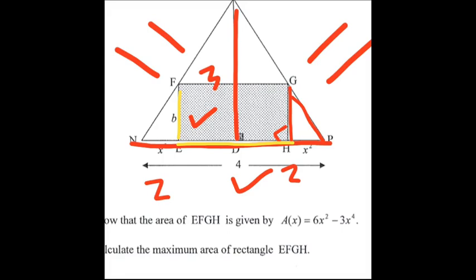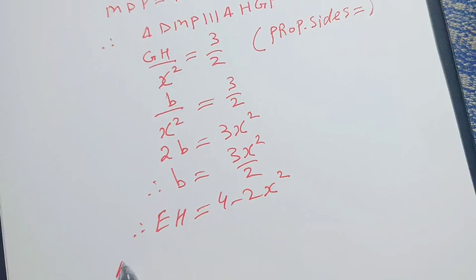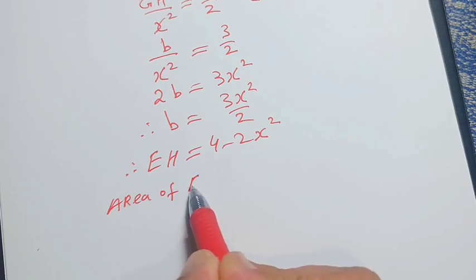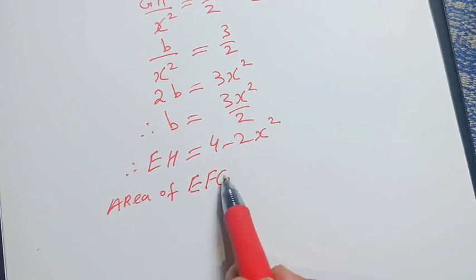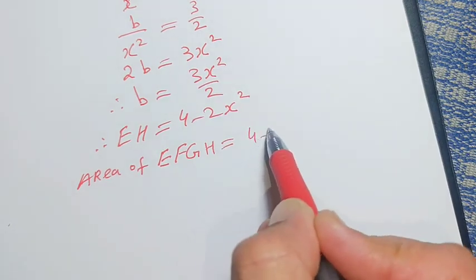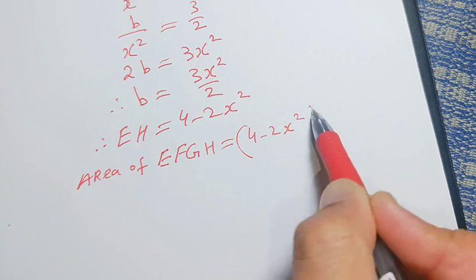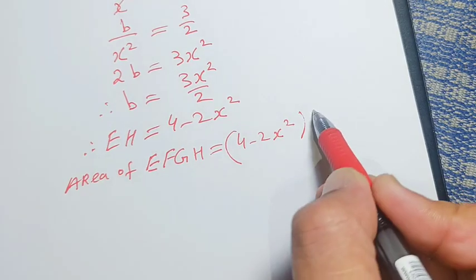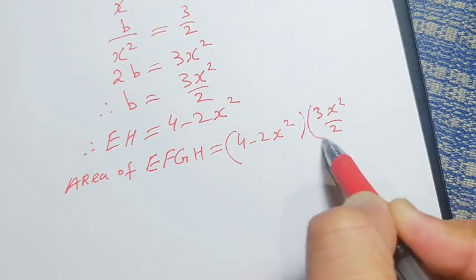So now I'm going to find the area of rectangle EFGH. That's going to be length times breadth. So 4 minus 2x squared multiply 3x squared over 2. Now I'm going to solve the question. Area of rectangle EFGH is equal to length times breadth, which is 4 minus 2x squared multiply, this is our breadth, and the height is 3x squared over 2.